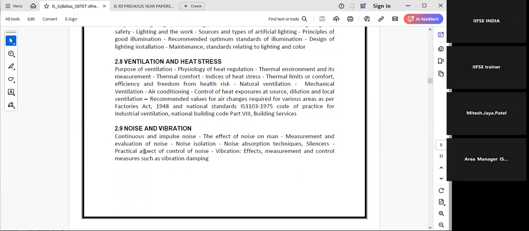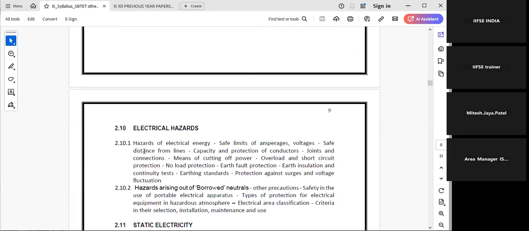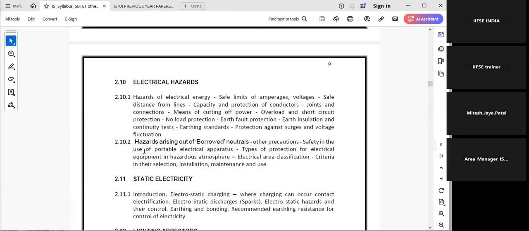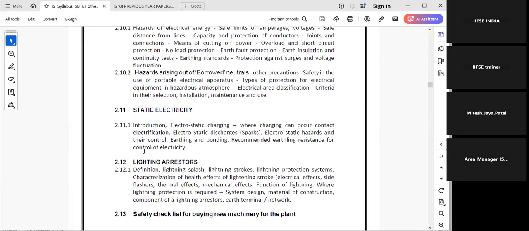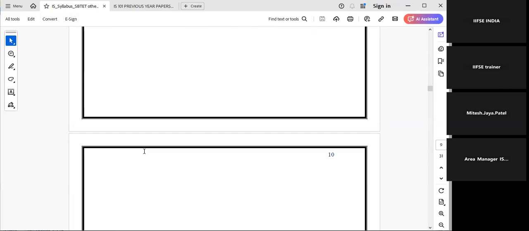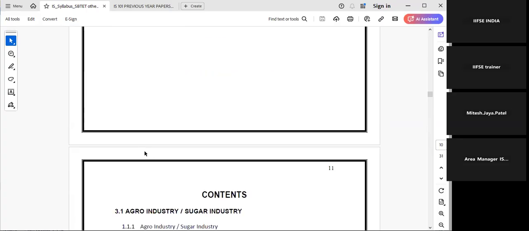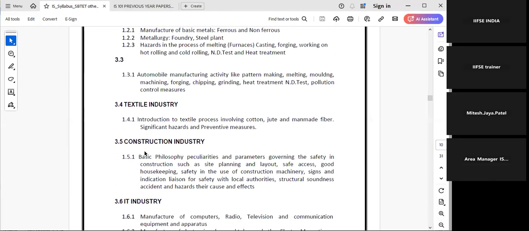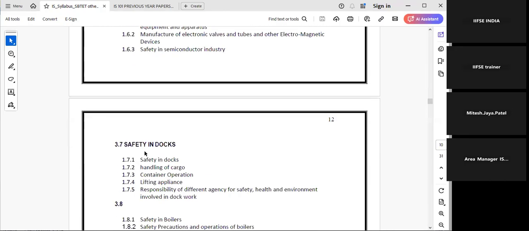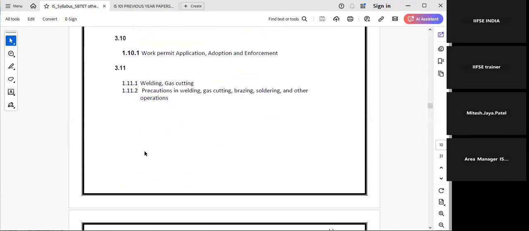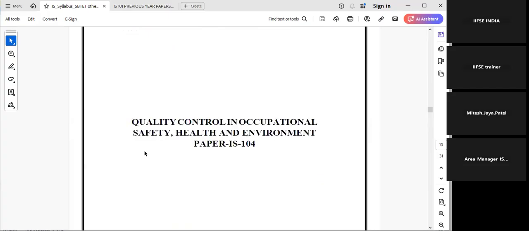These 2 topics are a bit important from an examination point of view. We'll get questions frequently from these 2 topics. Then electrical hazards, also one of the good topics, and static electricity. Then lightning arresters. Then engineering 2, which majorly focuses on various kinds of industries like agro industry, textile, construction, IT, and dock. So there we talk about the industry-specific hazards and also the safety requirements with respect to that.